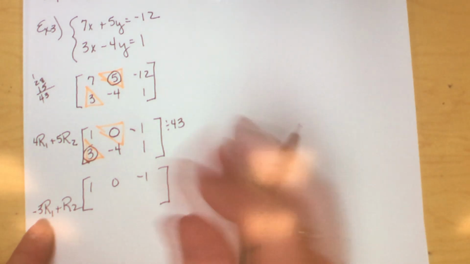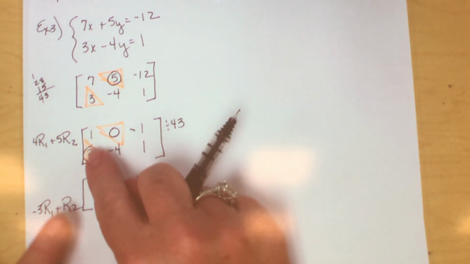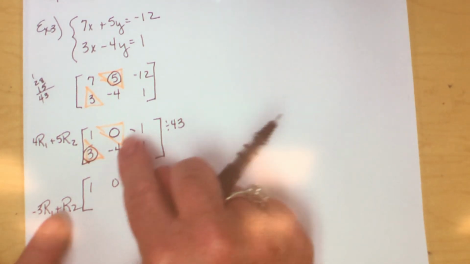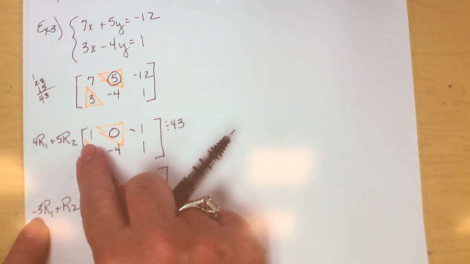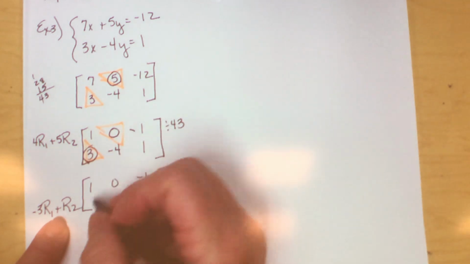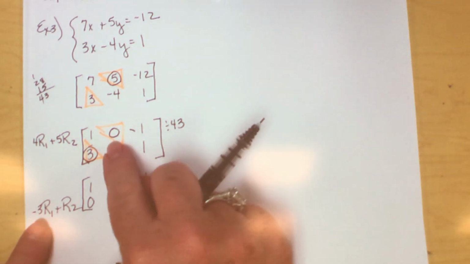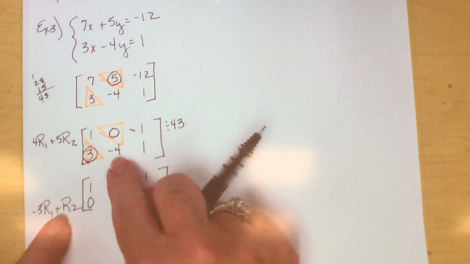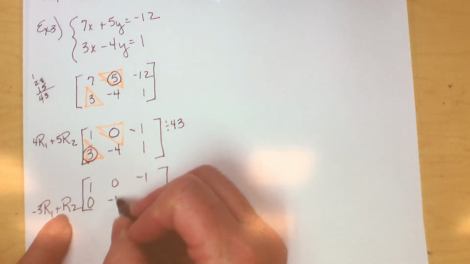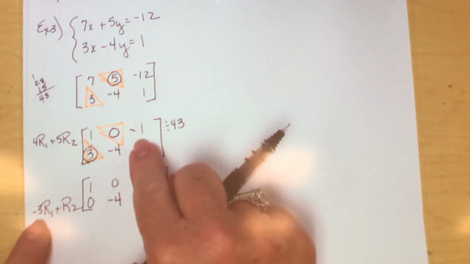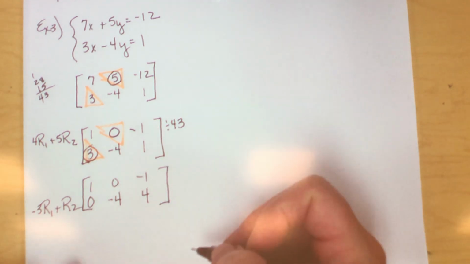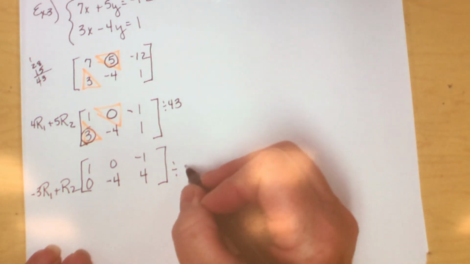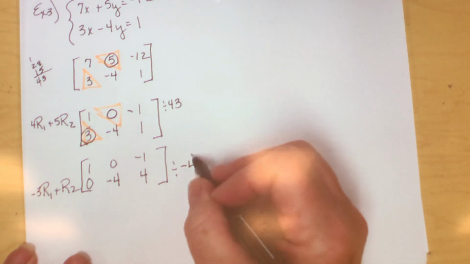All right, so watch what I'm doing. Multiplying and adding, multiplying and adding, multiplying and adding. So multiply, what do you get? Negative 3 and 3 make 0. Multiply. 0 and negative 4 make negative 4. Multiply. 3 and 1 make 4. What am I fixing to do? Divide by negative 4. Negative 4.